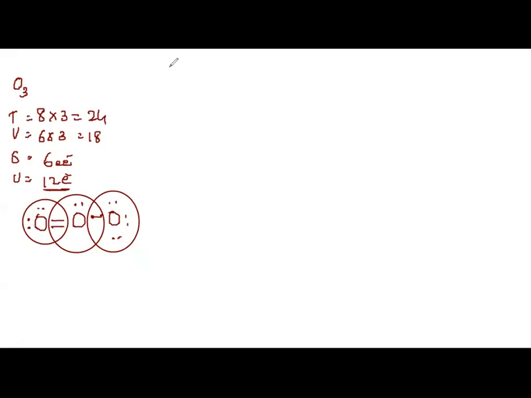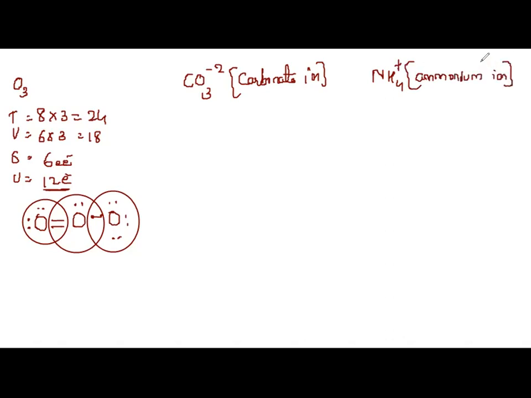Okay. Now what if I have ions, like for example, CO3 minus 2? What is this ion called? It is called the carbonate ion, or this is a negative ion. Okay. What if I have NH4 plus? This is called the ammonium ion. Okay, so let us see what changes will come.